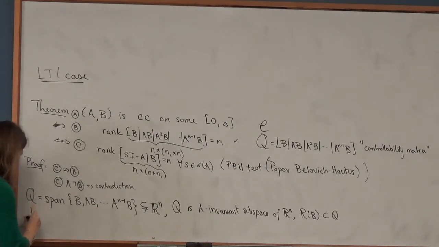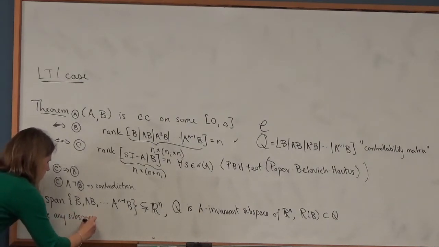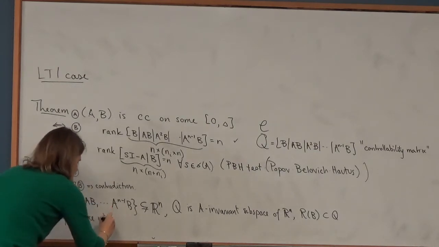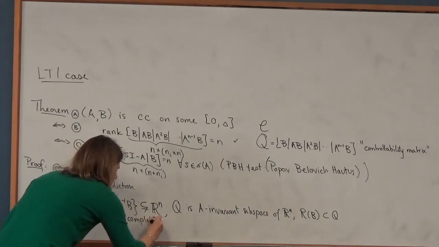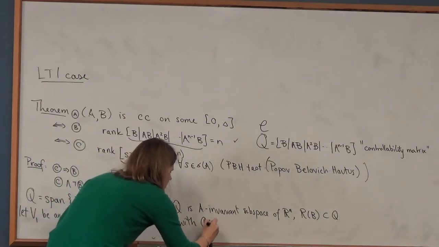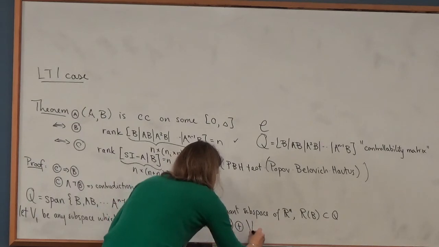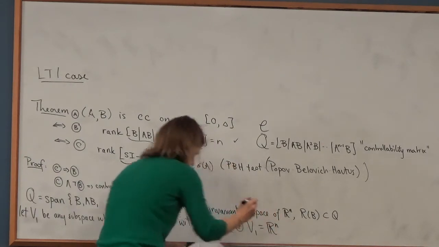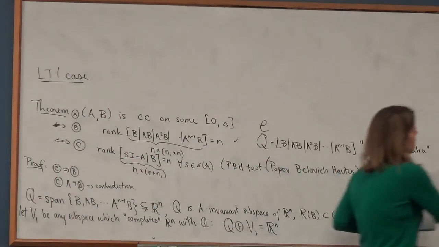So I'm going to choose V1. I'm going to let V1 be any subspace which completes Rn with Q. And what I mean by that is that if I look at Q and I take its direct sum with V1, I get Rn. Now, this is something that we've seen before.